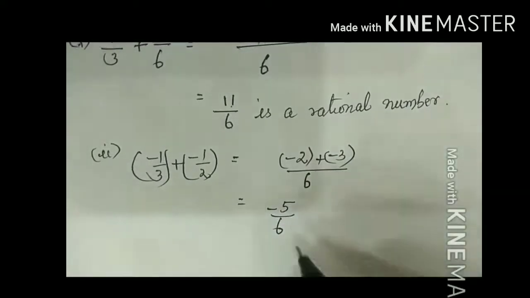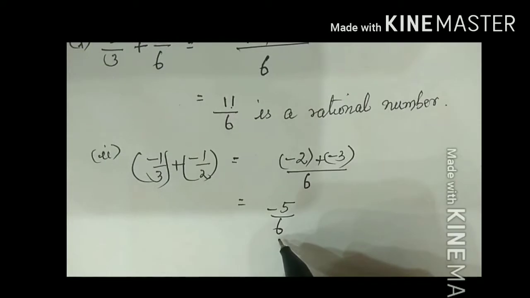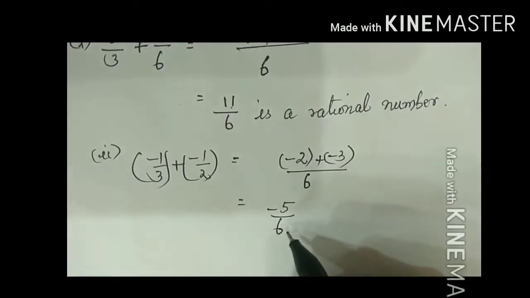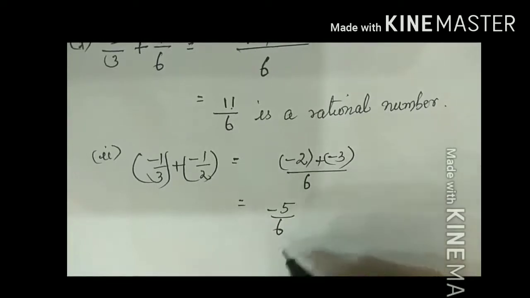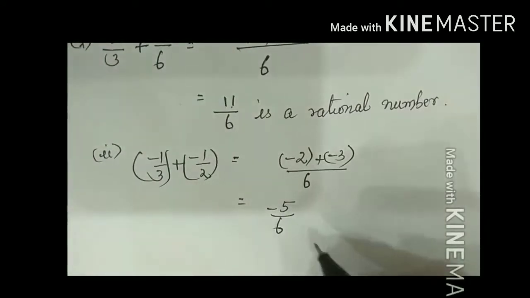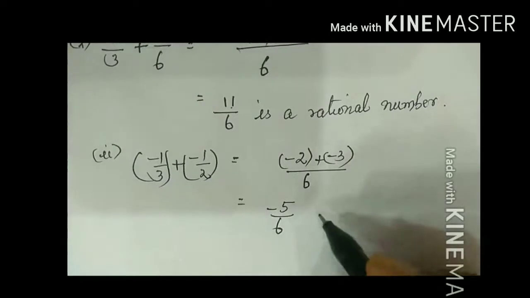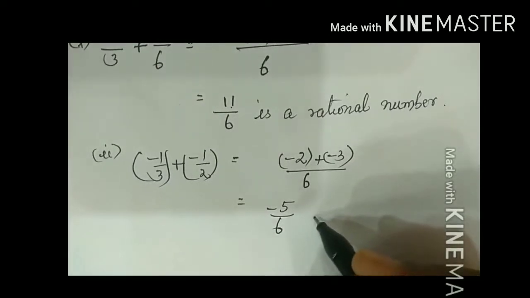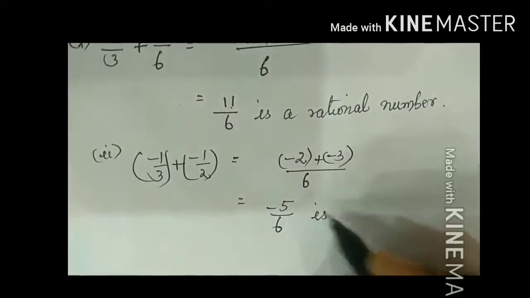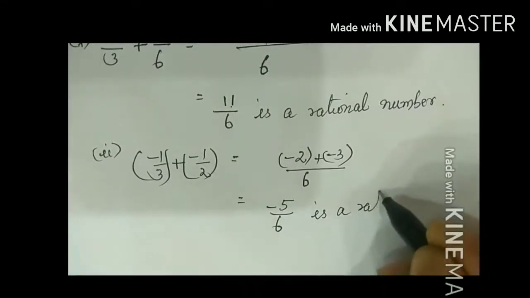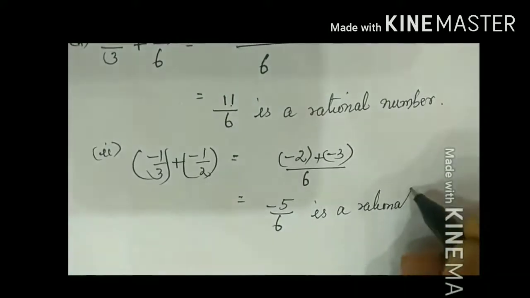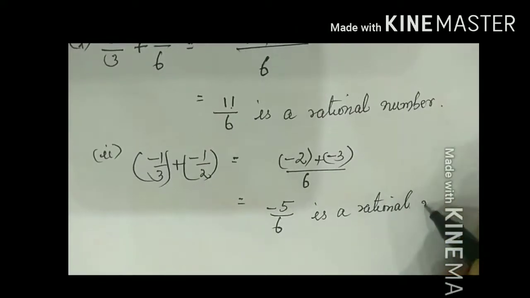Now see, the sum is minus 5 by 6. Is it a rational number? What's the definition of a rational number? It is in the form of p by q, where p and q are integers, and q is not equal to 0. So we can conclude that minus 5 by 6 is also a rational number.